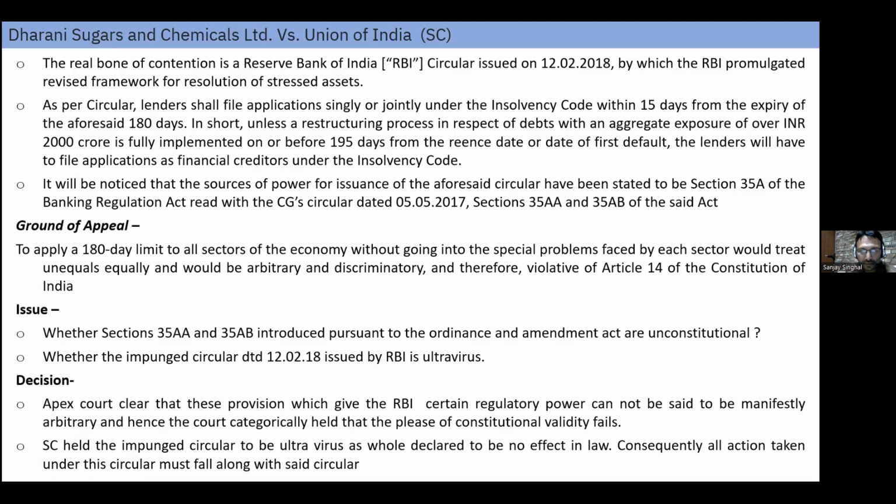Basically, they are saying that there are a number of sectors in the industry. The RBI issued a circular that if there is an exposure of 2000 crore or more, and there is a default that has not been cured within the 180 days time limit, they have to file an application under Section 7. So it is basically an arbitrary circular. So this was the ground, that the circular is an arbitrary one because there is no intelligible differentiation between the industries.